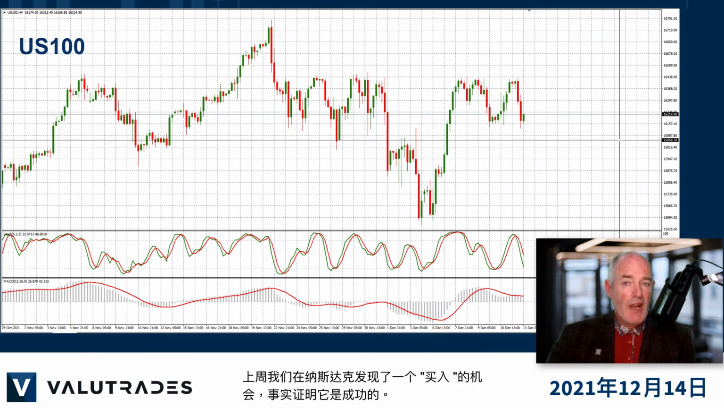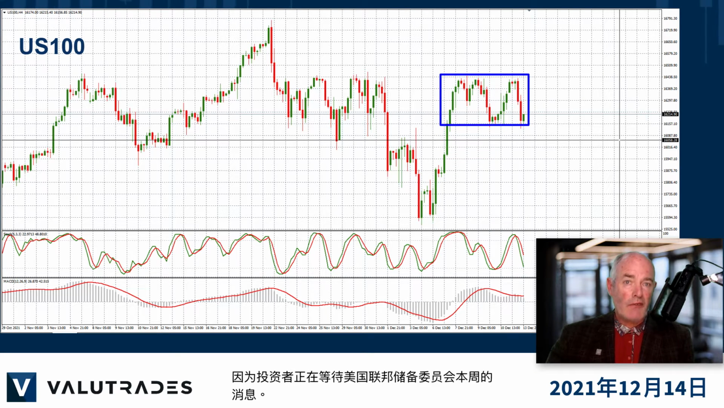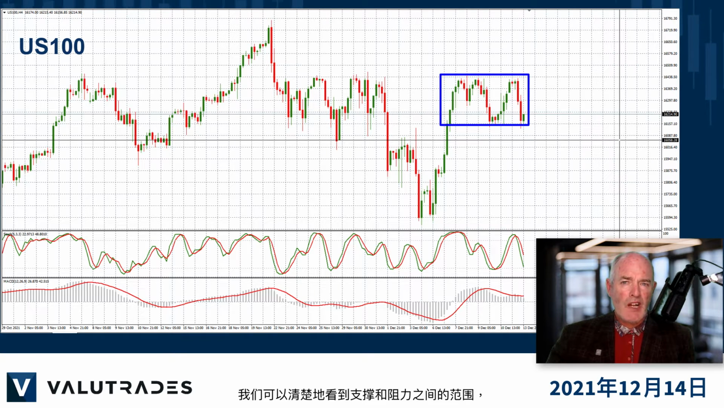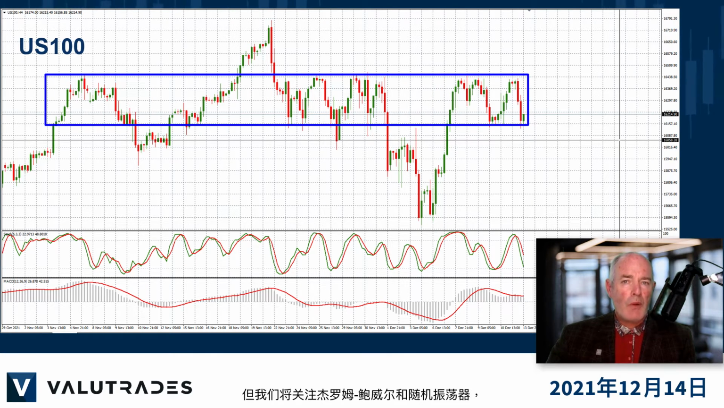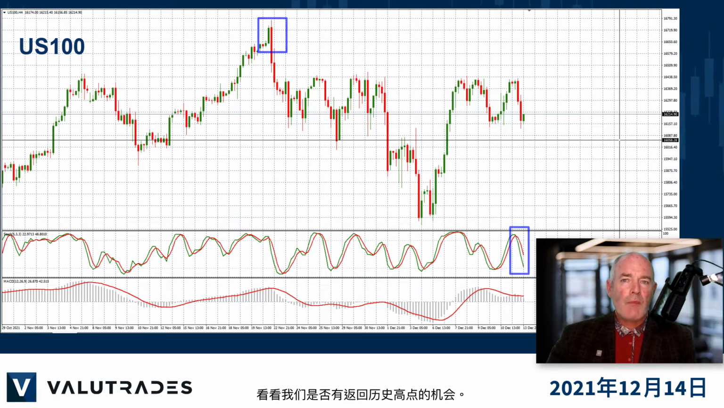Last week we spotted a buy opportunity on the Nasdaq, and it proved successful. The Nasdaq index is now consolidating as investors are waiting for news from the U.S. Federal Reserve this week. We can clearly see the range between support and resistance, but we will be watching Jerome Powell and the stochastic oscillator to see if we have a return to all-time highs.